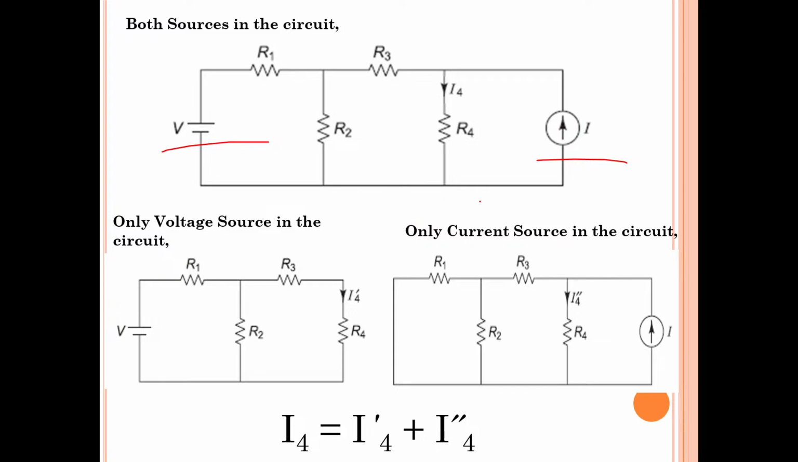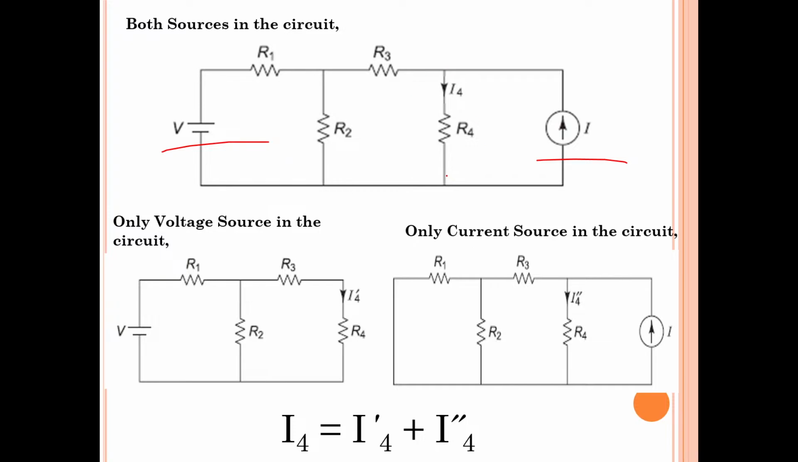There can be more than two sources, and they can be all current sources or all voltage sources. Individually you have to remove each source. Either you short circuit it if it is a voltage source, or you open circuit it if it is a current source.